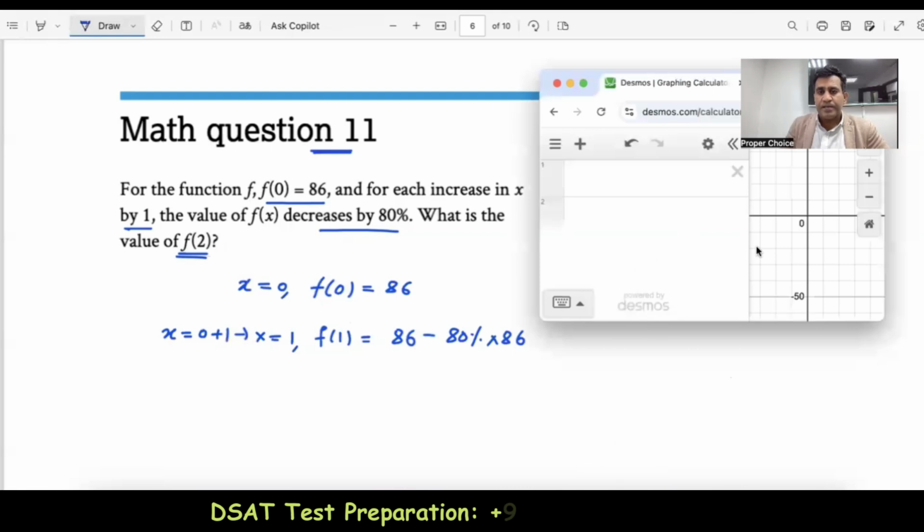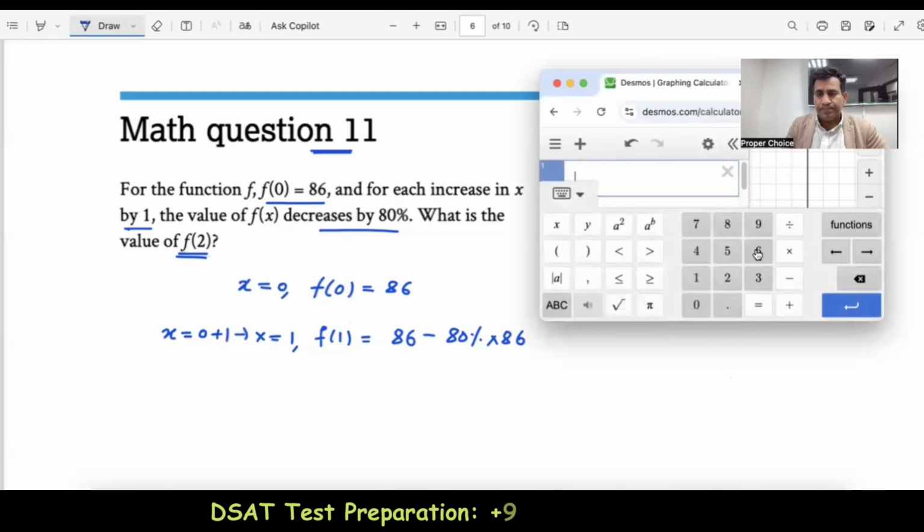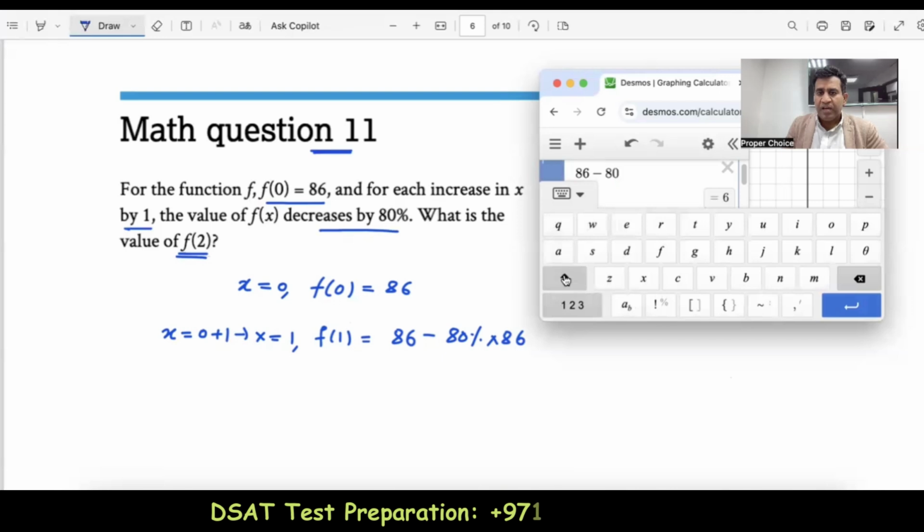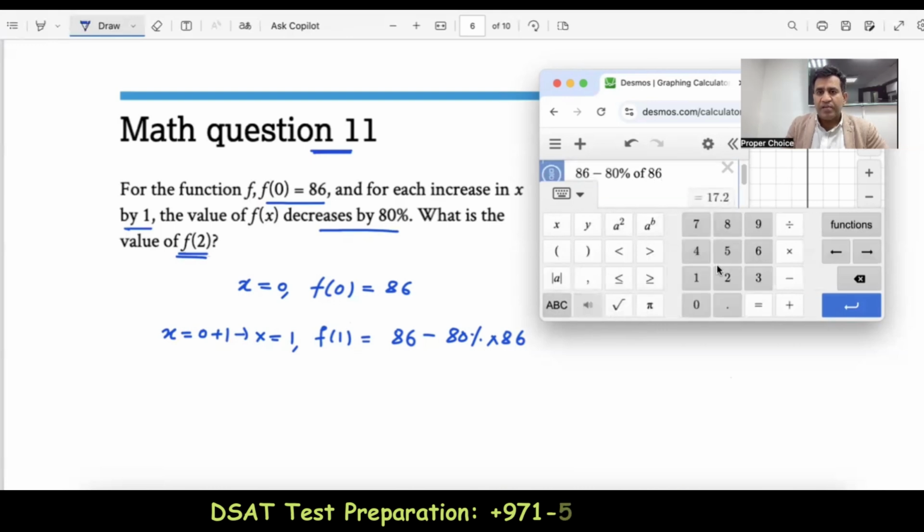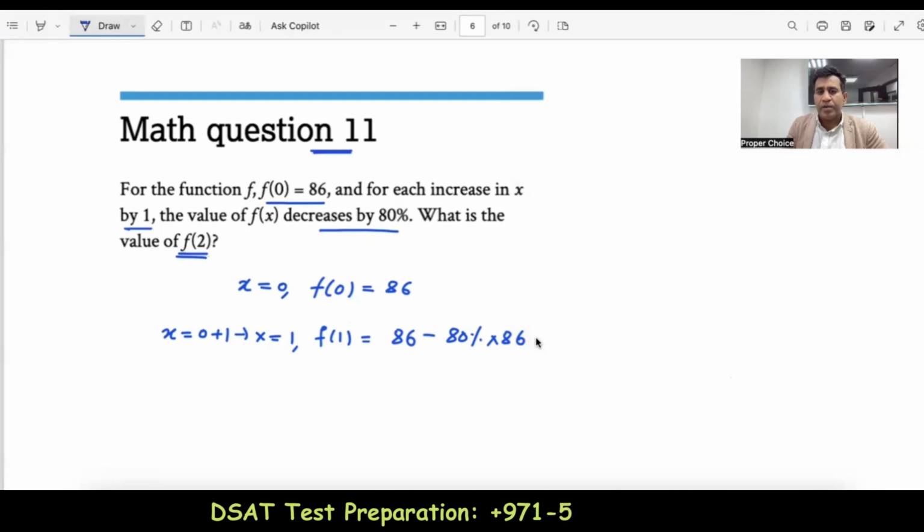We'll be getting it as 86 minus 80%. Where you get the percent symbol, press here, like how we used to use the shift operation in the scientific calculator. 80% of 86 gives us the result as 17.2. 17.2 will be the value after decreasing by 80%, meaning the f of 1 value is 17.2.